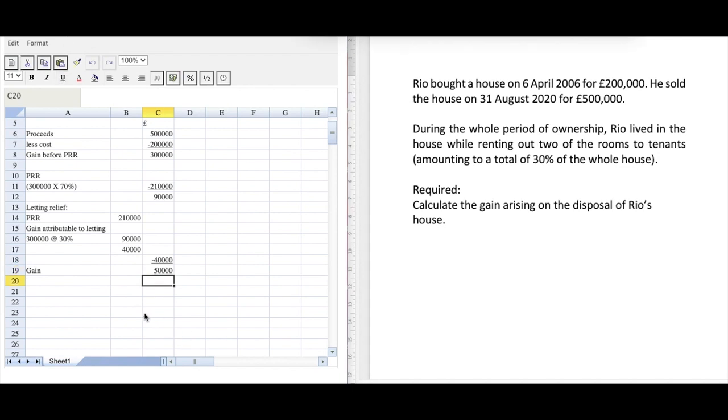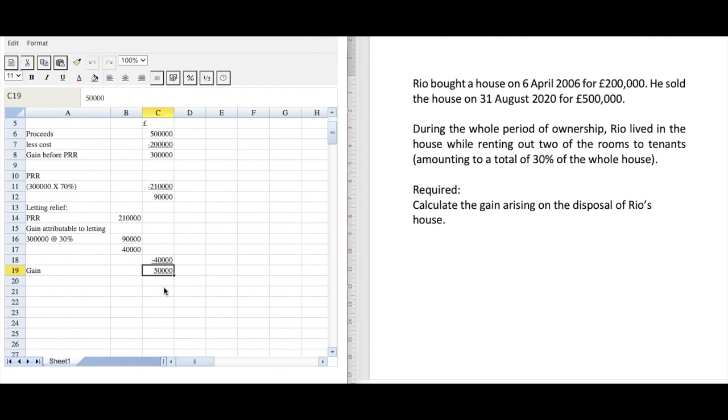So a couple of things to watch out for there that may come up in questions: if you ended up in potentially a loss situation at the bottom of your calculation, letting relief cannot convert a gain into an allowable loss, so you would just be reducing that gain down to 0.